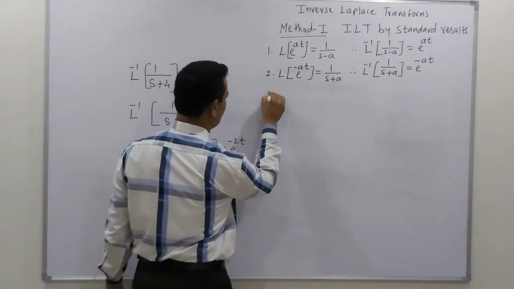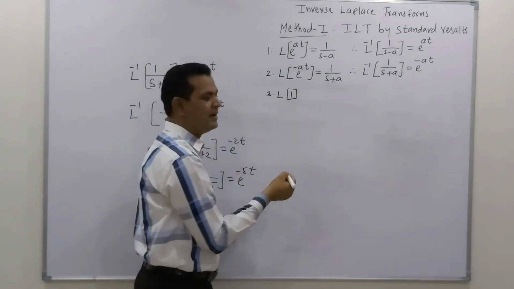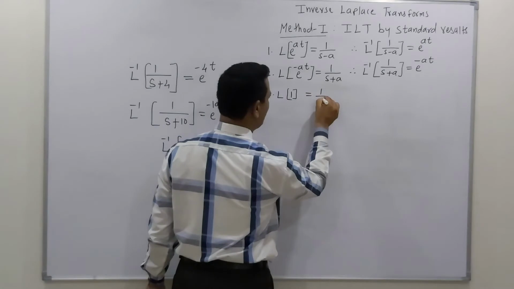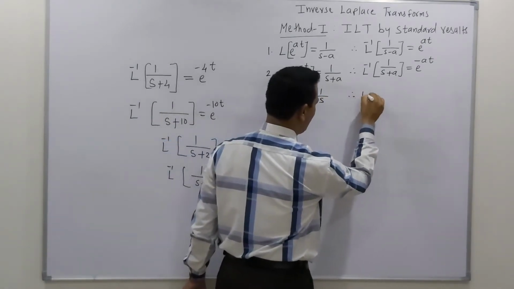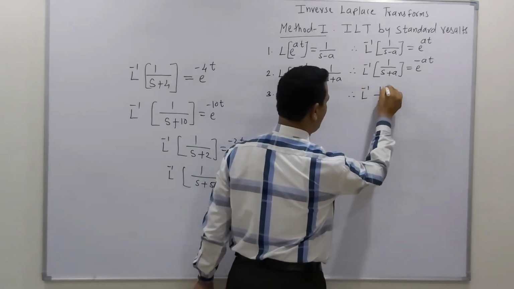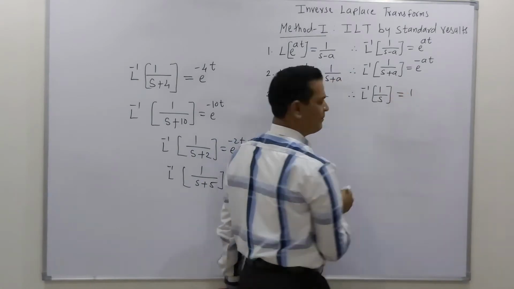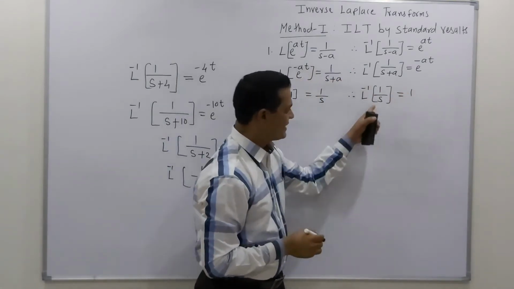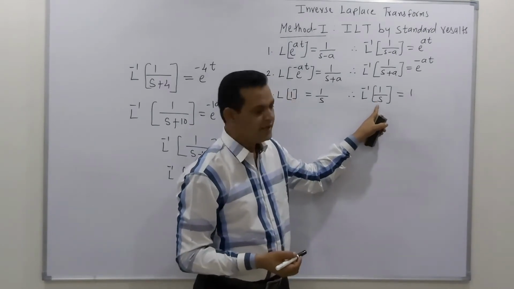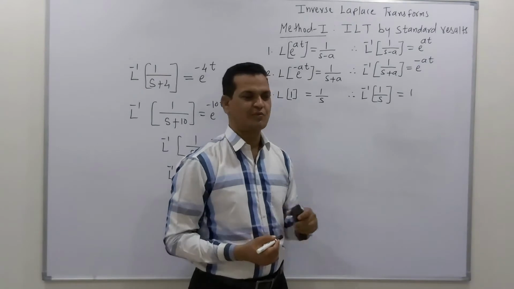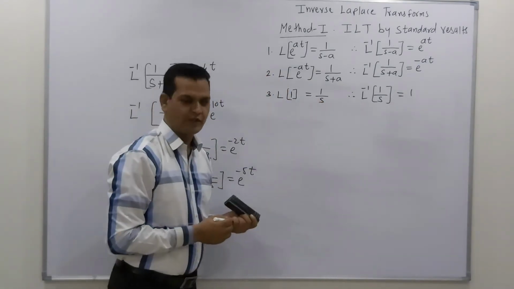Now let's discuss the third result, the inverse Laplace transformation of 1. The Laplace transformation of 1, we know, is 1 upon s. Therefore, if we find the inverse Laplace transformation of 1 upon s, its value is 1. So whenever a single s term is present in the denominator and the power of this s is 1, then we can directly write the inverse Laplace transformation as 1. This is a straightforward result, so there is no example.